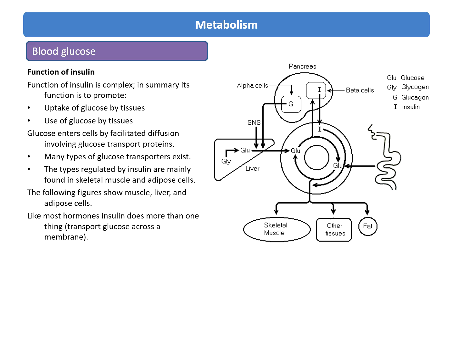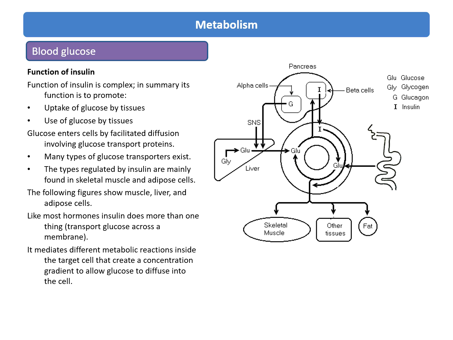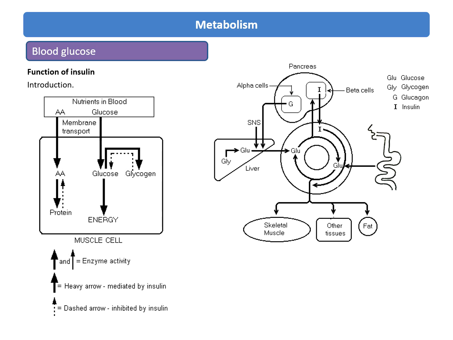Like most hormones, insulin does more than one thing. That is, it does more than simply transport glucose across a membrane. It mediates different metabolic reactions inside the target cells that create a concentration gradient to allow glucose to diffuse into the cell. Here's an introduction to the function of insulin.